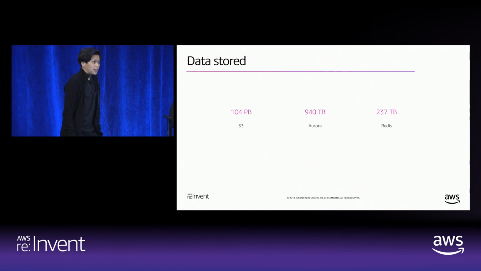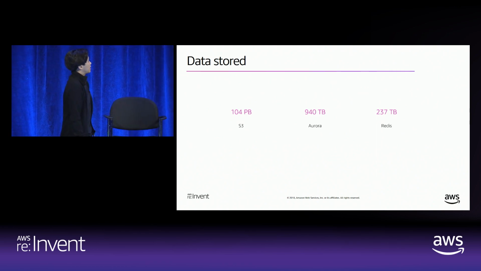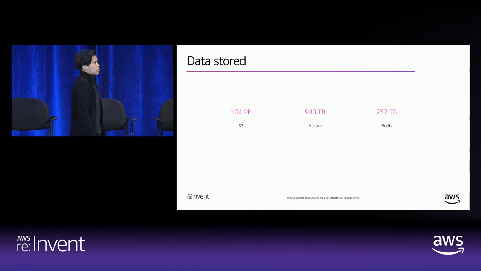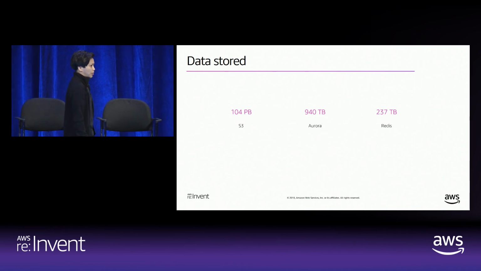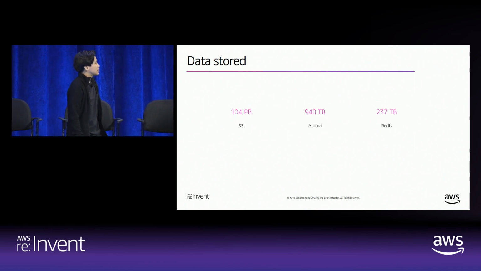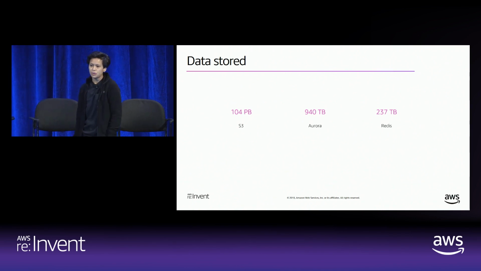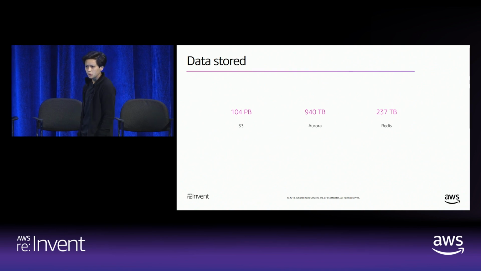This is how much data we have stored today. We have 104 petabytes, 900, that's only in S3, 940 terabytes in Aurora, and 237 terabytes in Redis.